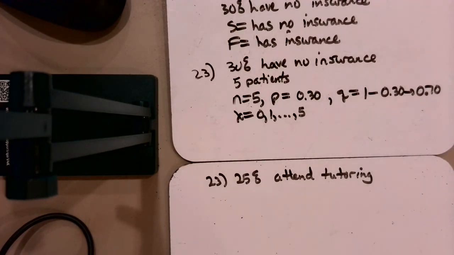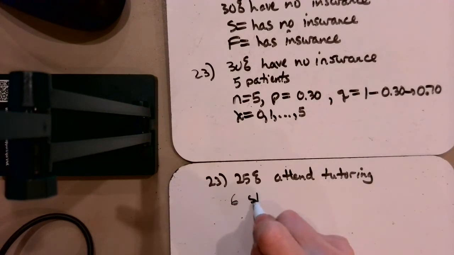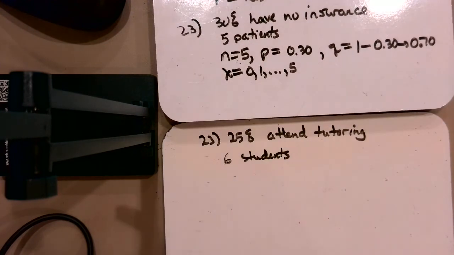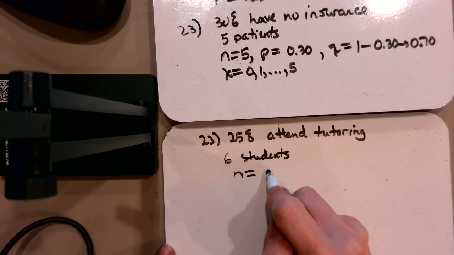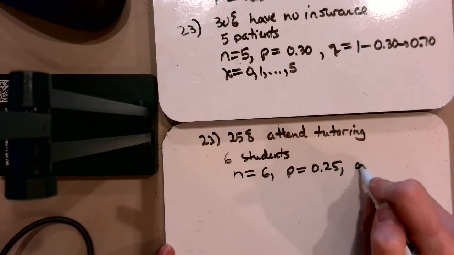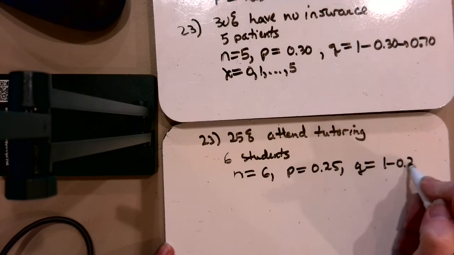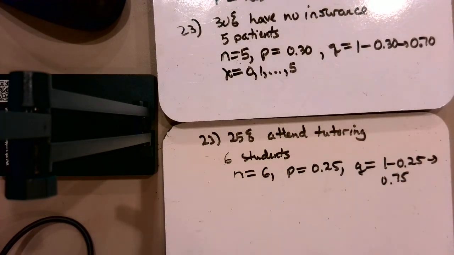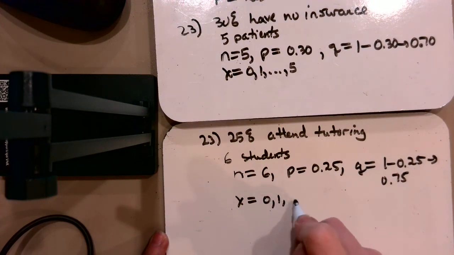Okay, so again, she checks the records of 6 students to see if they attended tutoring, which is what's considered a success. Identify N, P, Q, and the possible values of X. So N is the number of trials, 6. P is the probability of success, 0.25. Q, probability of failure, 1 minus 0.25, which is 0.75, because they have to add up to 1, probability of success, P, and failure, Q. And the possible number of successes in 6 trials is from 0 to 6.